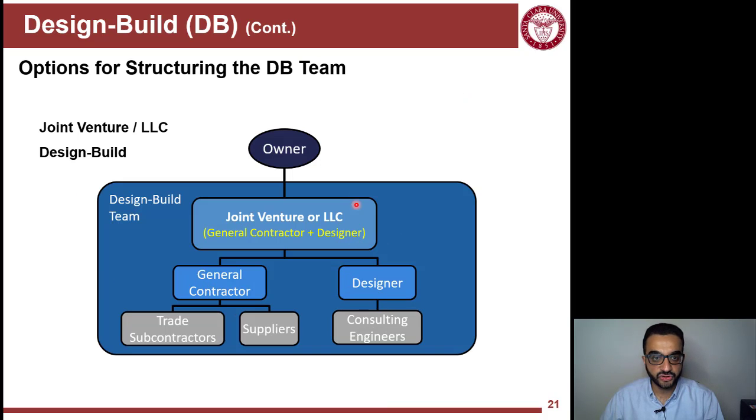And the last thing here is joint venture. And joint venture is a way to structure design and build companies to create that entity, that joint venture entity. We'll cover that more in details.